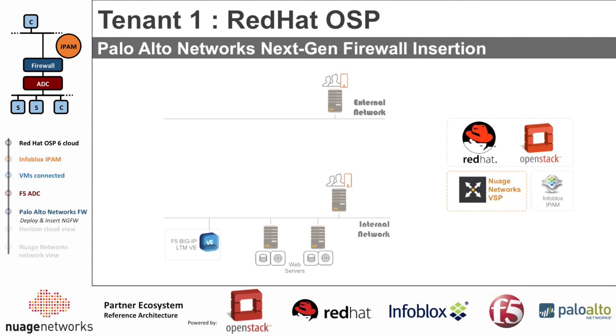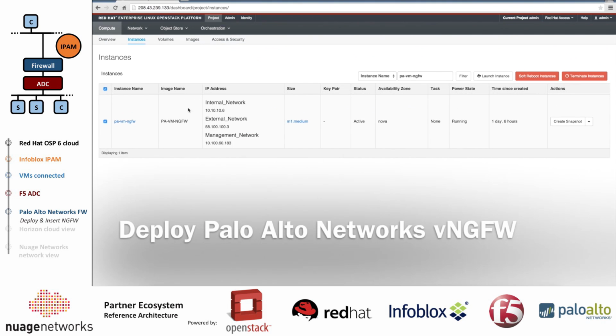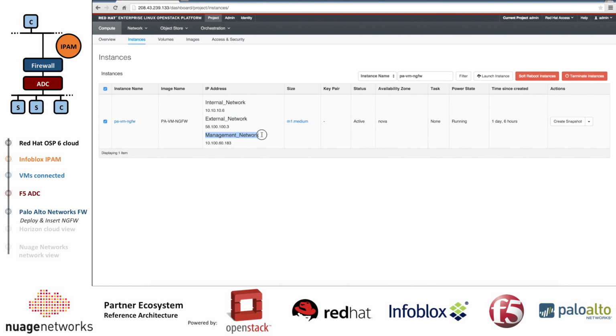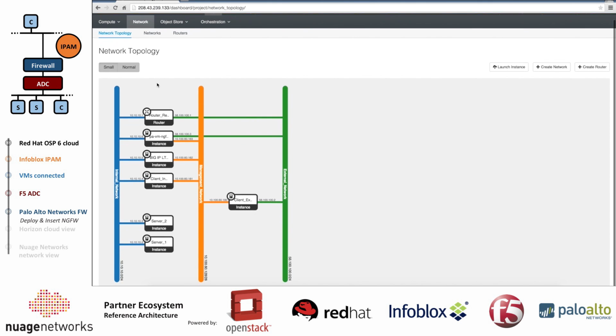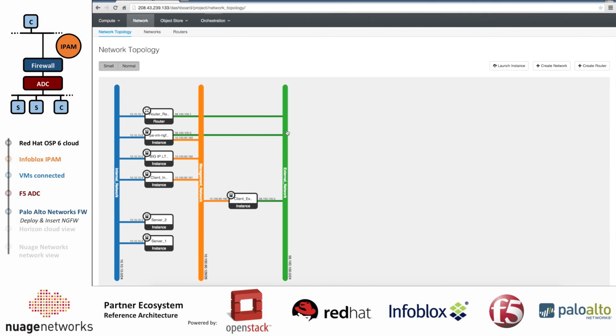We will now insert the Palo Alto Networks virtual firewall into the path from the external network to the internal network. The Palo Alto Networks virtual firewall has been deployed through OpenStack with two interfaces, one on the external network and one on the internal network, and one for management. We will then show you the Horizon view of the attachment of that virtual firewall to both networks.